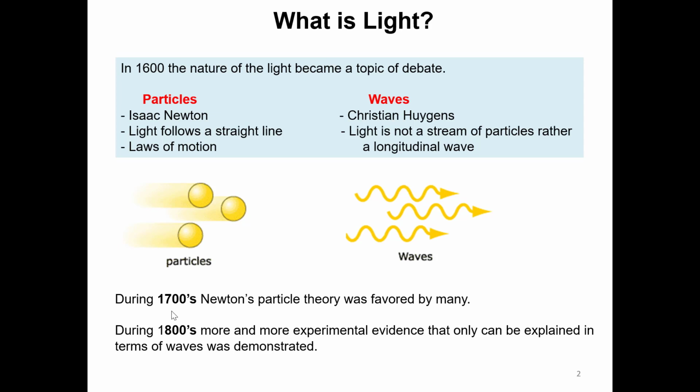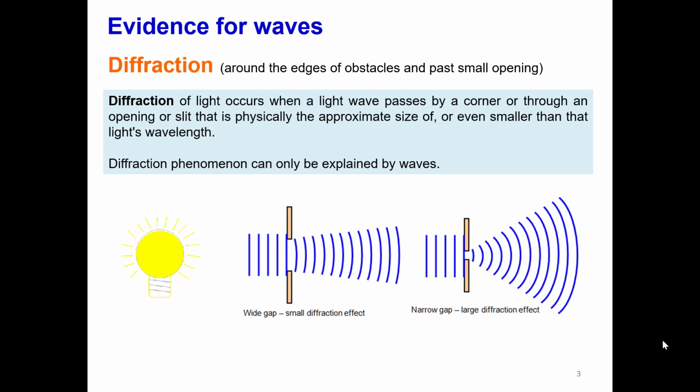During the 1700s, Newton's particle theory was favored by many. But during the 1800s, more and more experimental evidence showed that light can be explained if light was a wave. Let's see what experimental evidence was found in the 1800s that showed light was a wave. The first one is diffraction.